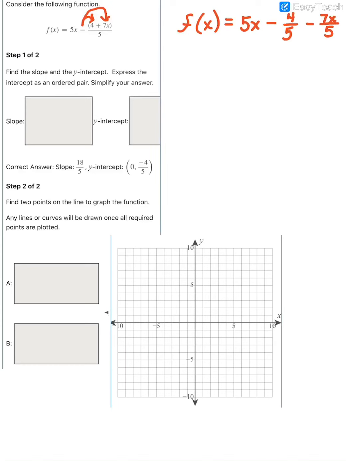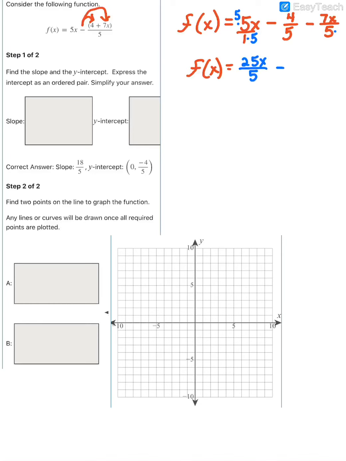Now I want to combine like terms, and so I have two terms that have x's, and since I'm dealing with fractions, I will need a common denominator. So in this case, when I go in and look at those two terms, I have a 1 and I have a 5, so I'm going to need a common denominator of 5, which means I multiply by 5 on bottom and 5 on top. So that becomes 25x/5.